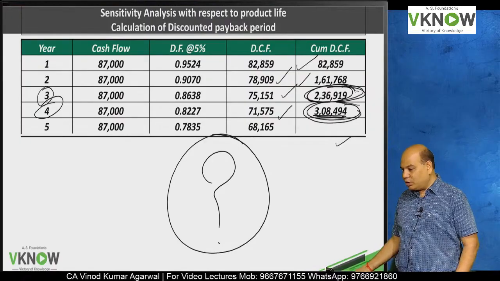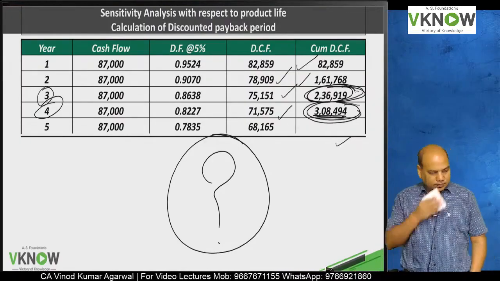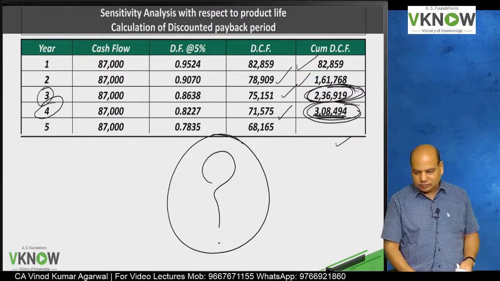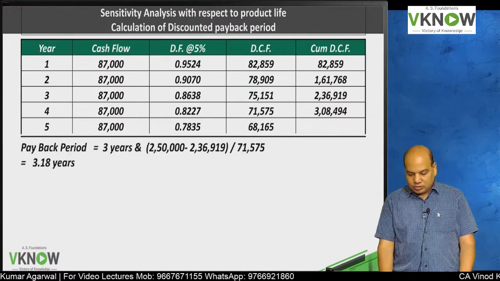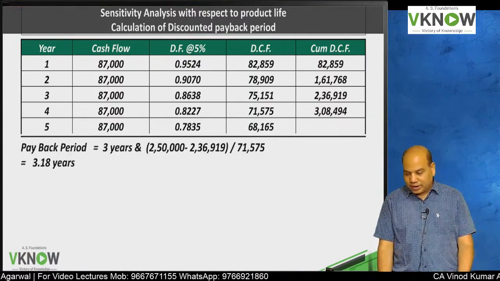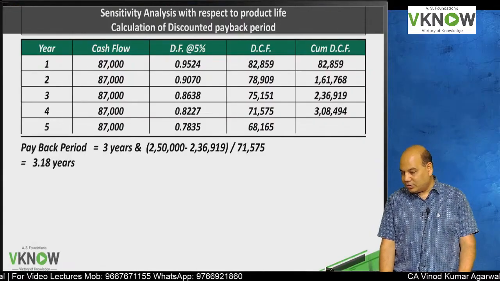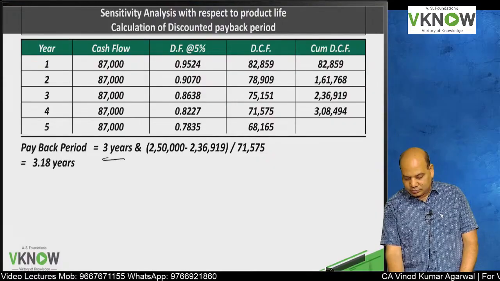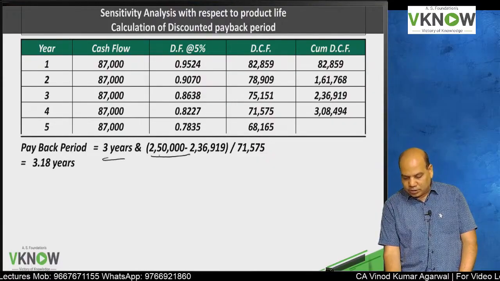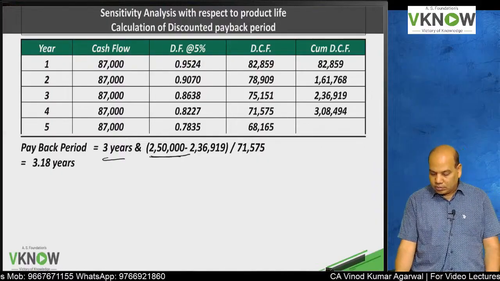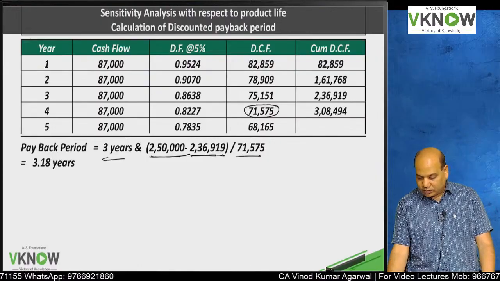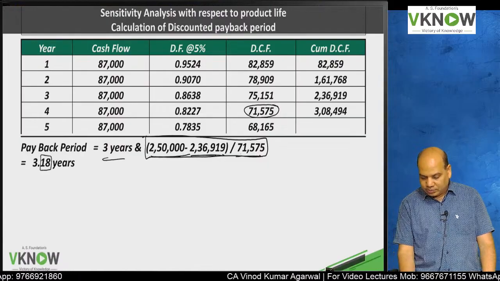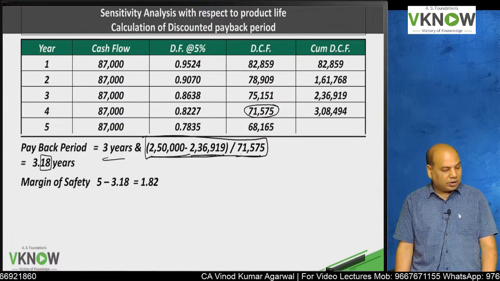One student is saying 3.05. Anybody else? So the answer is 3.18. The answer was 3.18. Okay, 3 years plus you have to recover 2,50,000 minus 236,919 divided by this number. So this calculation will give you 0.18. Please check and confirm. Is it 3.18?